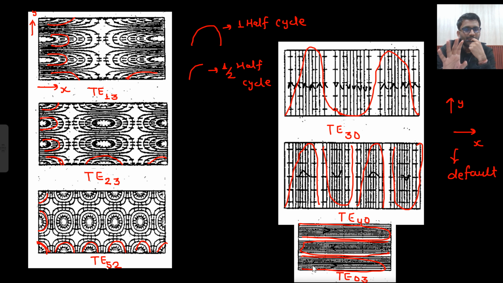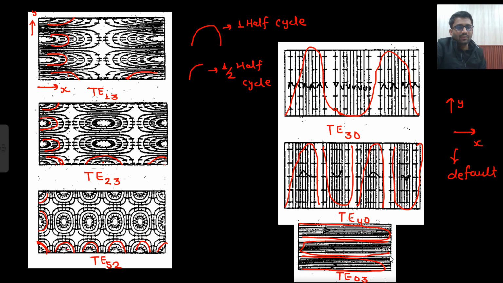Are you able to understand what you need to do? They will give the field pattern. They will say that it is electric field. What you need to do is see the x direction and y direction, then check the number of half cycles. So here the number of half cycles was 1 in x direction, so TE1, and in y direction was 3: 1 half cycle, 2 half cycle, and this is a half cycle. So there will be 3 half cycles. Here 1, 2. So TE2, then 1, 2, 3: TE23. Here 1, 2, 3, 4, 5, and here there is 2: TE52. Here 1, 2 and 3. So TE30. Here 1, 2, 3, 4: TE40. And here 1, 2, 3: TE03.